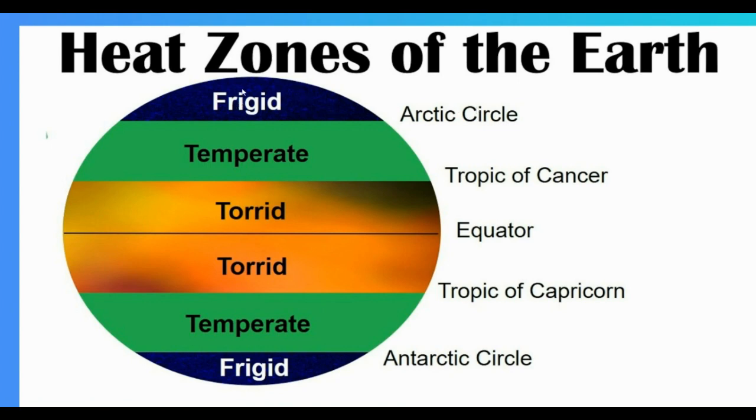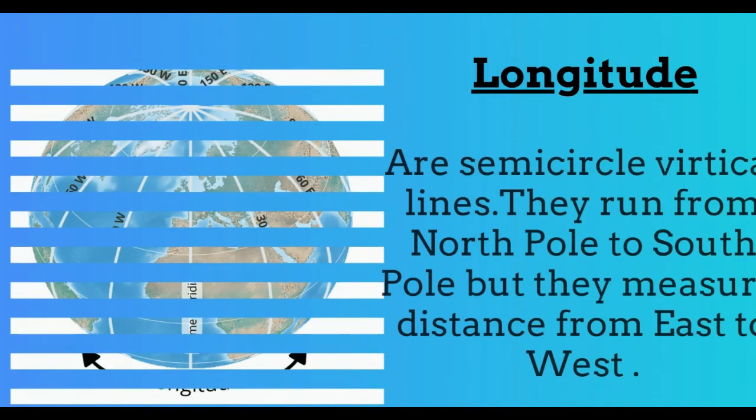Now let's move to the last zone, which is frigid. Both of the areas colored in the white are called the frigid zone, which receives very little heat of the sun, and starts from the Arctic Circle to the North Pole and the Antarctic Circle to the South Pole. These areas always remain cold throughout the year. Hope you understand. Let's move to our further topic, which is longitude.